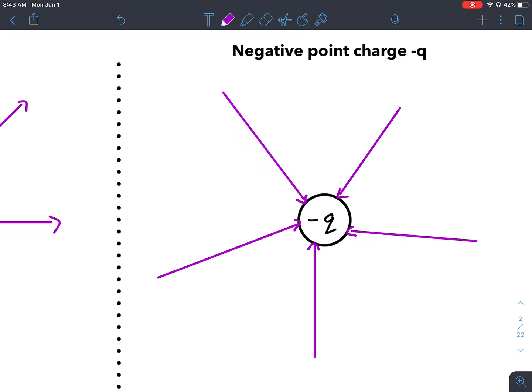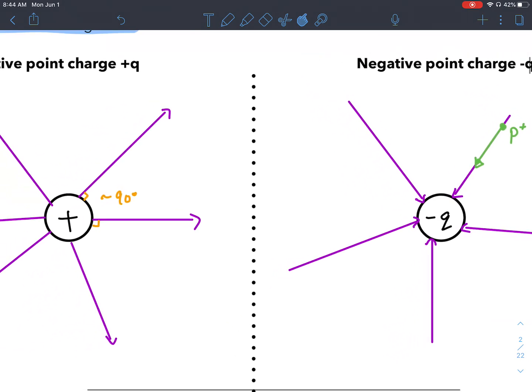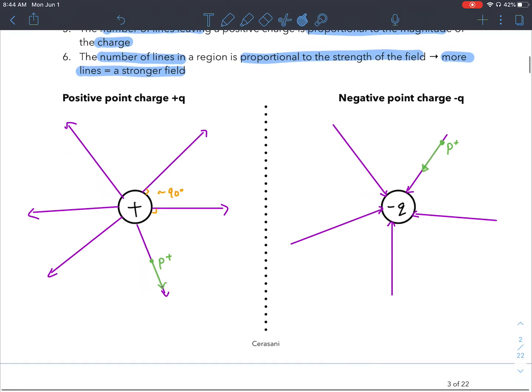Remember the path that a positive charge will follow. If I put a proton right here, P plus, this proton, a positive charge, is going to want to go towards a negative charge. So it is going to move and accelerate towards the negative charge. That is the definition of the electric field lines. If I go back to our positive charge and put a proton over here, positive charges don't like each other, so this proton is going to move away. That's it.